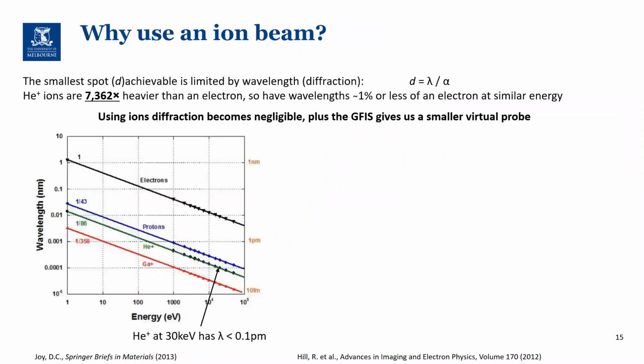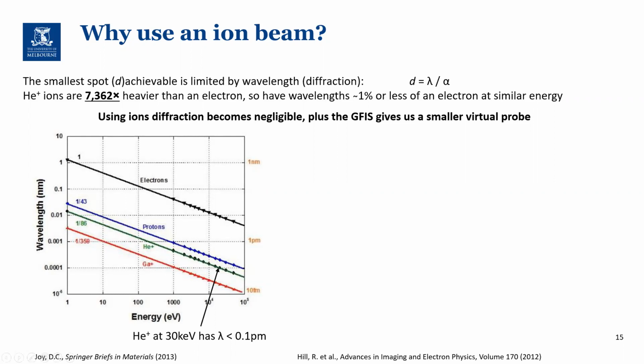But why are we using an ion beam anyway? And this is an important question. So the smallest spot that we can achieve is going to be limited by the wavelength of our probe due to diffraction. So helium ions are over 7,000 times heavier than electrons. So they have a wavelength that is much less than that of an electron at the same kinetic energy.